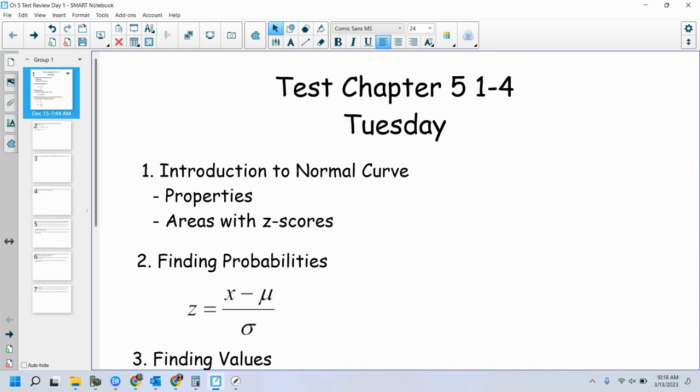Section 1 was an introduction to the normal curve. That talked a lot about the properties and the basics and when to use the normal curve. And then we introduced the z-score table and areas, which relate directly to probabilities with z-scores.